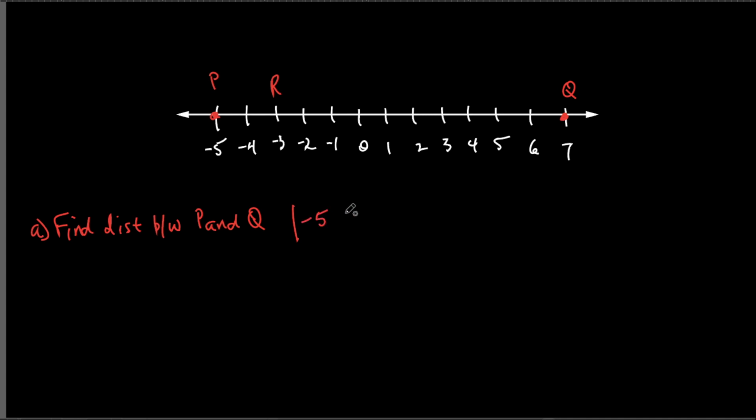So I could go -5 minus 7. I put it in absolute value. Why do I do that? Because I'm trying to find the distance between -5 and +7. I put a subtract in the middle. So let's do the math here. My little rule is for subtraction, I always say add the opposite.